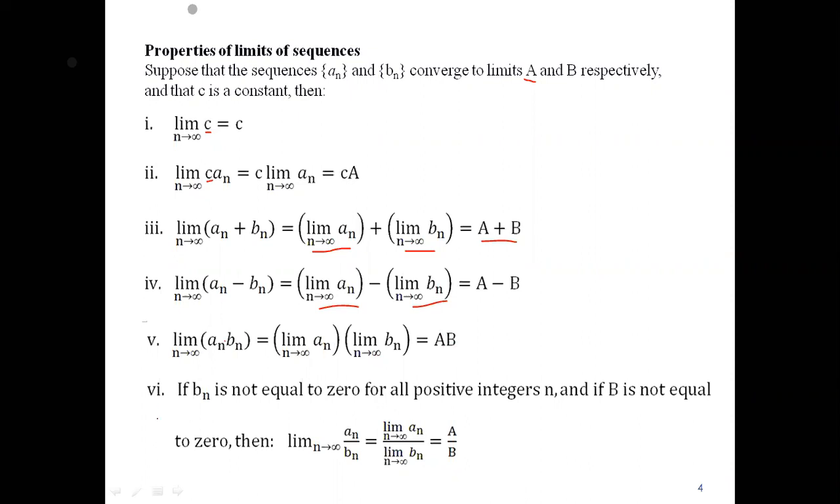Then let's move to 6. For 6, if bn is not equal to 0, this is a very important condition. If the sequence bn is not equal to 0 for all positive integers n, and if B is not equal to 0, then this limit holds.